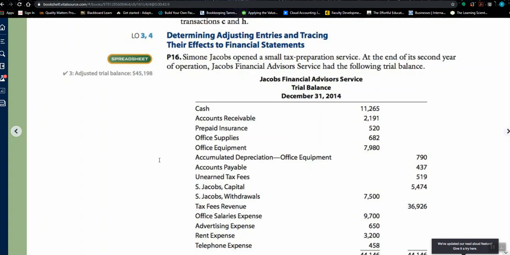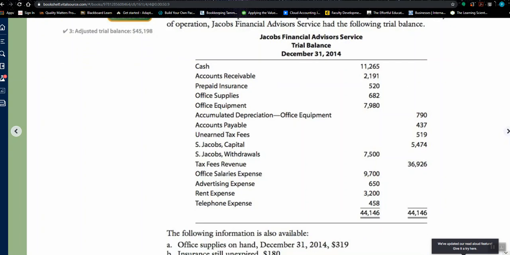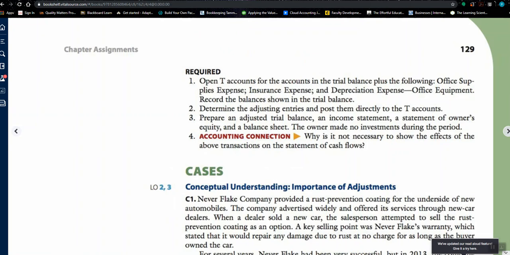So it says Simon Jacobs opened a small tax prep service. At the end of its second year of operation, this is what the company had. So we have their trial balance information. They also have some adjusting entries, A through E. And with all of this information, they want us to do three things.